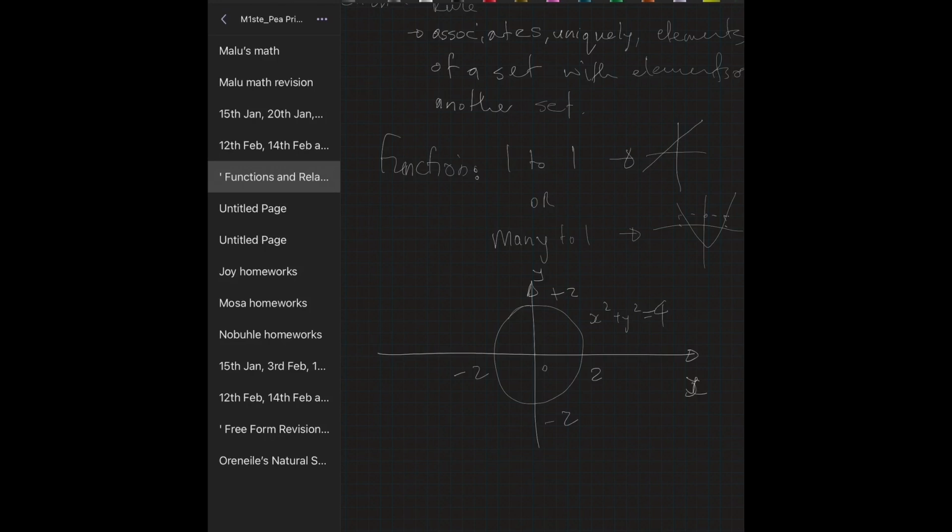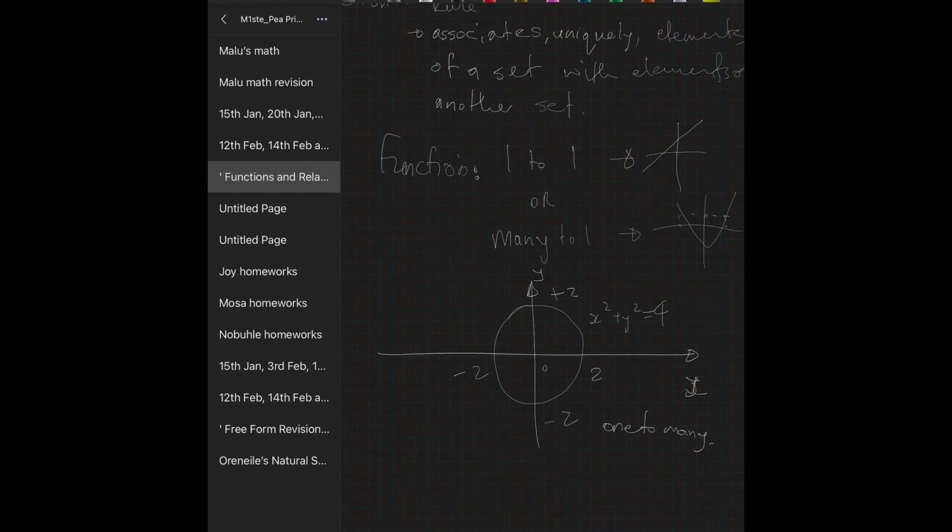And then the same, I guess, holds for where y is 0, x is positive or -2. But this is a one-to-many relation because a single x value relates to two different y values. So this would be one to many. This would be one to many. Okay.